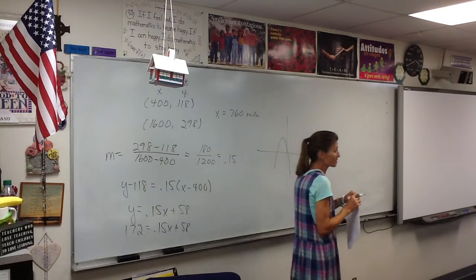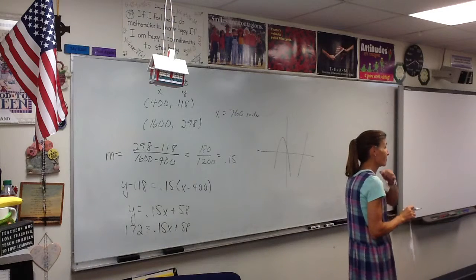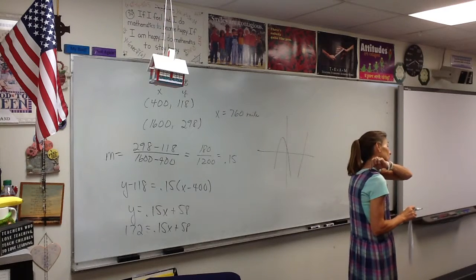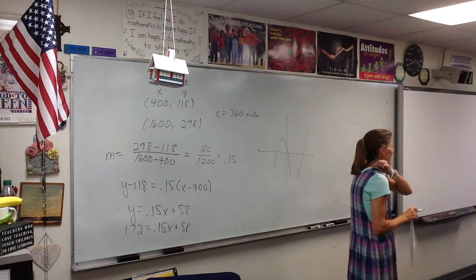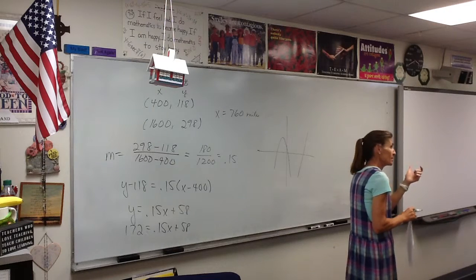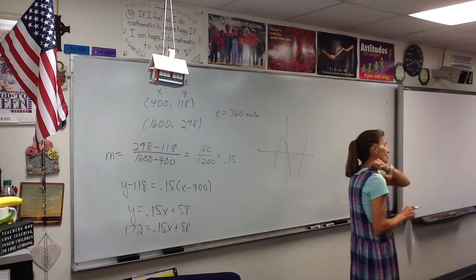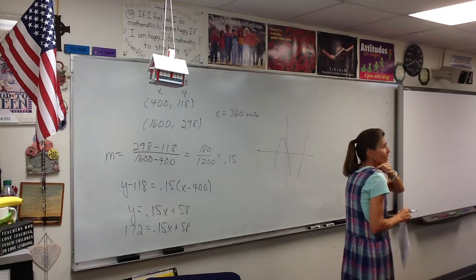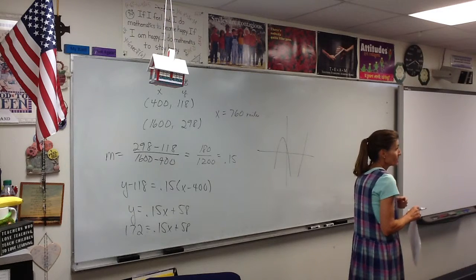How many answers does a quadratic equation have? X squared? 2. Always 2. Once in a while they'll match. So it looks like there's only one, but there's still really 2 answers there. So a cubic equation is going to have 3 answers.